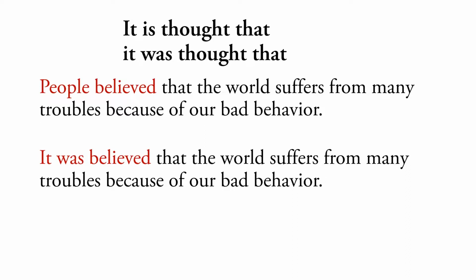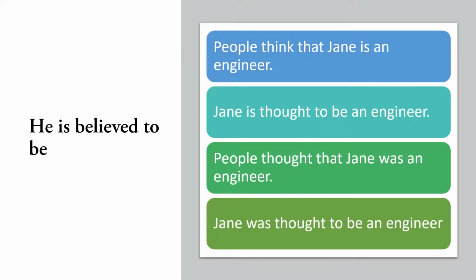Okay? The second type, we call it he is believed to be. So let's take these examples again. People think that Jane is an engineer. We can say it is thought, like we did in the previous example. It is thought that Jane is an engineer. Jane is thought to be an engineer. So how did we do that? We take the subject after that, which is Jane.